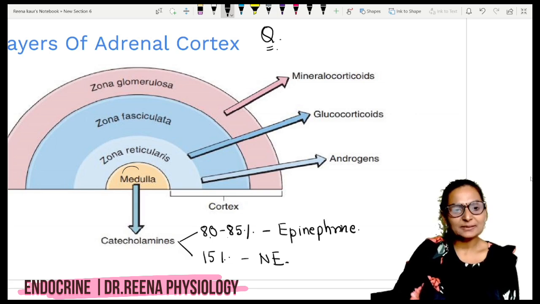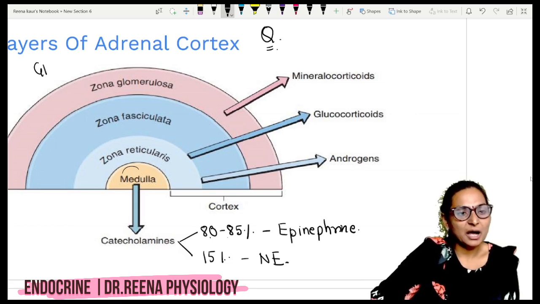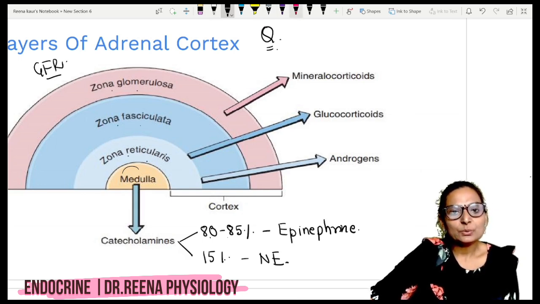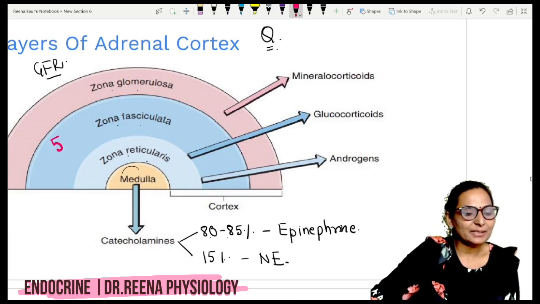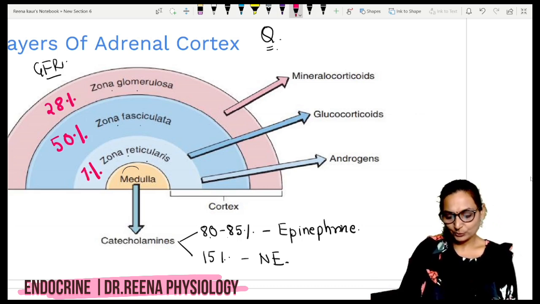What are the three layers in the adrenal cortex? GFR. Zona glomerulosa, fasciculata, reticularis. And if you see, the maximum layer is this. 50% is fasciculata, 28% is glomerulosa, and 7% is reticularis.